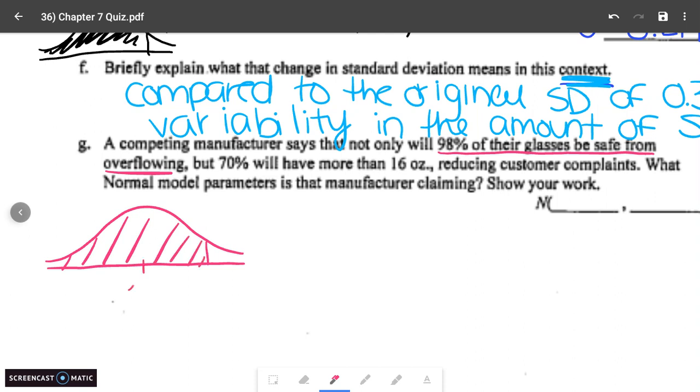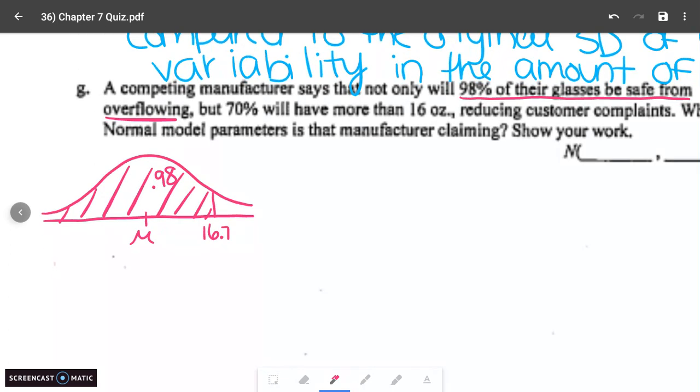Okay, we don't know what our mean is. That's what we're looking for. But 16.7 is the size of the cup that we're not overflowing against. So everything that I didn't shade in is what would happen if it overflowed. So this is making up 0.98 of our data. Same as any other time, we know a percentage. I'm going to do my inverse norm of 0.98 because we read it from left to right, and we end up with about 2.05375.